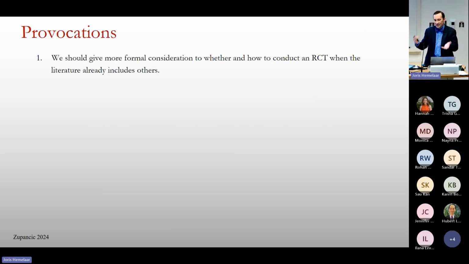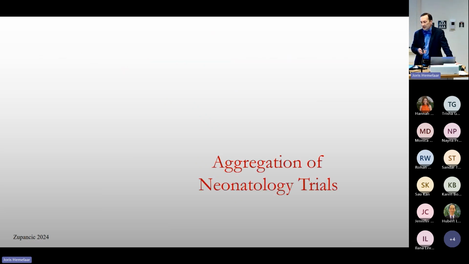So I'm presenting, as I said at the top, I'm going to try to provoke your ire or enthusiasm. So should we, and these were originally questions, I've changed them to resolutions so that we can think more about them, we should give more formal consideration to whether and how to conduct an RCT when literature already includes others. So not just whether there's somebody on a review panel who thinks this is a cool idea, but in the context, formally, quantitatively, of everything that's come before, is this going to be a useful study to undertake?